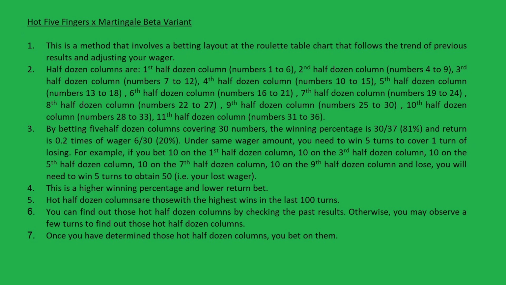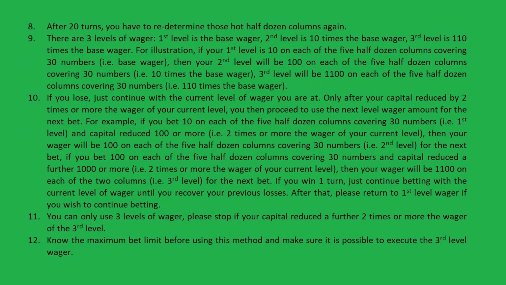7. Once you have determined those hot half dozen columns, you bet on them. 8. After 20 turns, you have to redetermine those hot half dozen columns again. 9. There are 3 levels of wager.